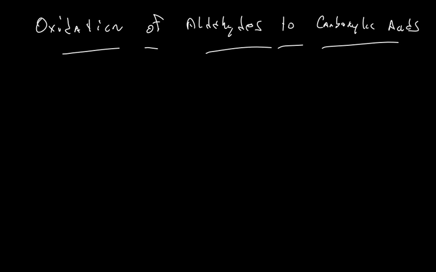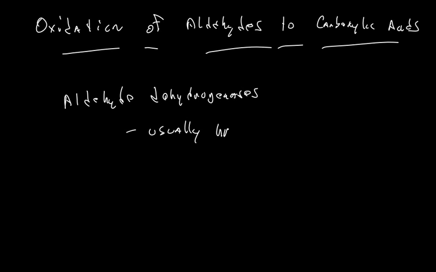The oxidation of aldehydes to carboxylic acids can be achieved by an enzyme or a class of enzymes known as aldehyde dehydrogenases. Now, aldehyde dehydrogenases usually have an active site cysteine residue.